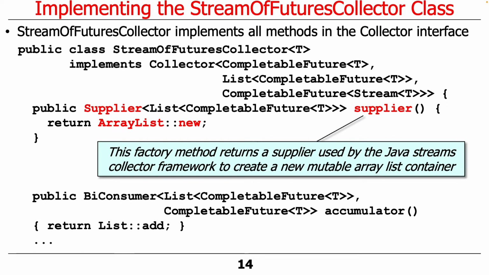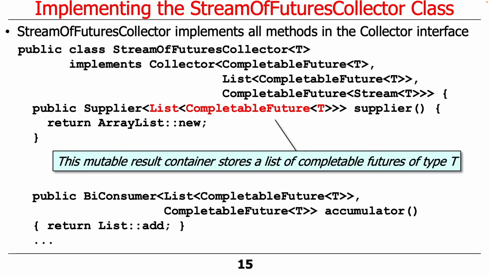So here's what the supplier method looks like. This is a factory method that returns a supplier that the Java Streams collector framework uses to make the new mutable ArrayList collector. You can see here that we return a constructor reference that makes a new ArrayList. So it's a nice, clever little use of method references and constructor references in the context of the supplier factory method. The type of this thing is going to be a List of CompletableFutures to type T.